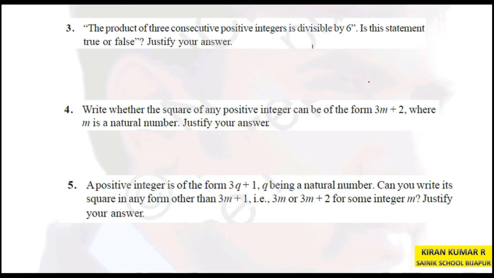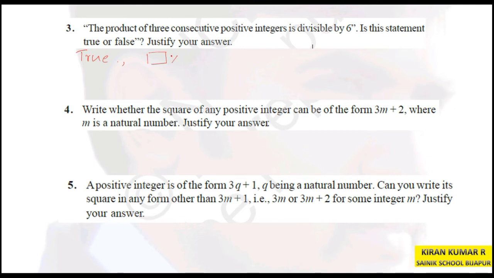Third question. The product of three consecutive positive integers is divisible by 6. Is this statement true or false? This statement is true. The reason is, out of three consecutive positive integers, one is divisible by 2 and another by 3. So the product is divisible by 6.